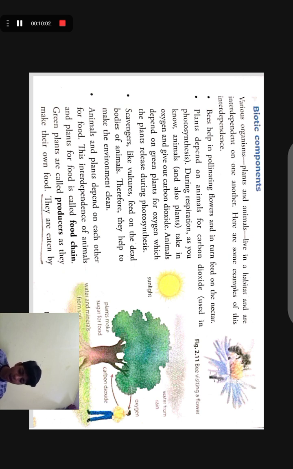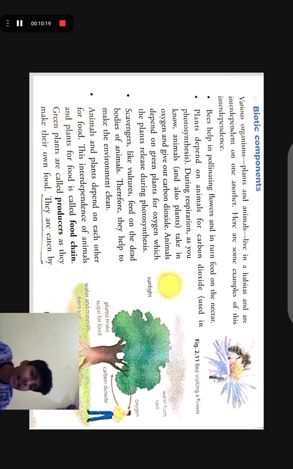Green plants are called producers as they make their own food. They are eaten by herbivores like deer, goats, cows and giraffes, which are also called primary consumers.